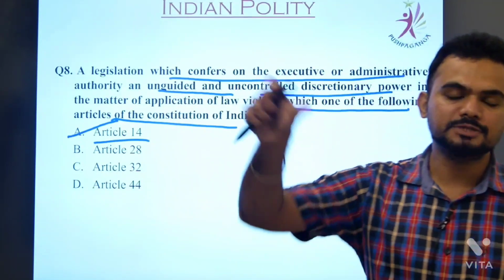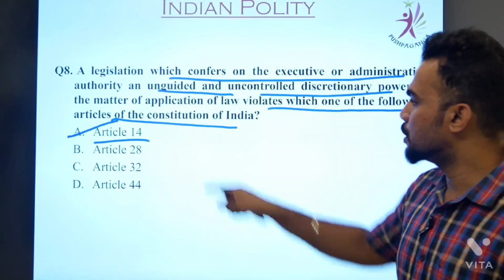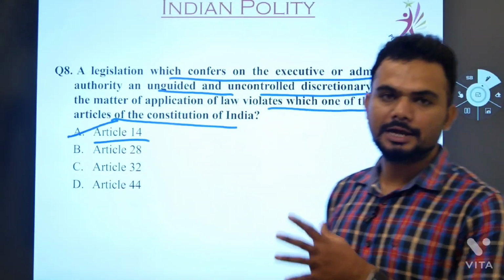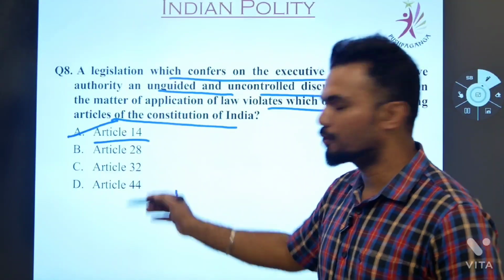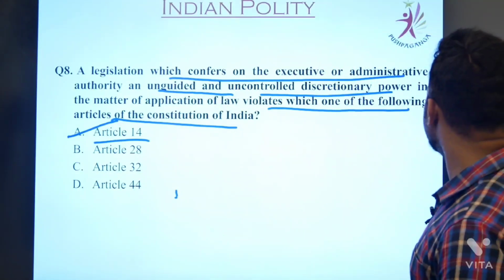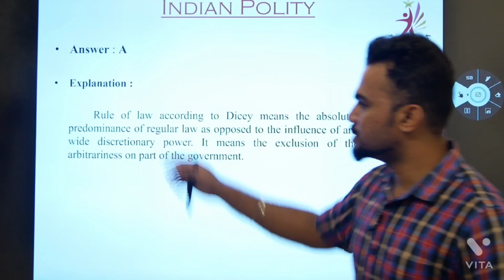He says that it is the absence of arbitrary power. So Article 14 is the direct answer to this question. Articles 28, 32 and 44 cannot be the answer. So now we'll see the next thing. An explanation is given about this.